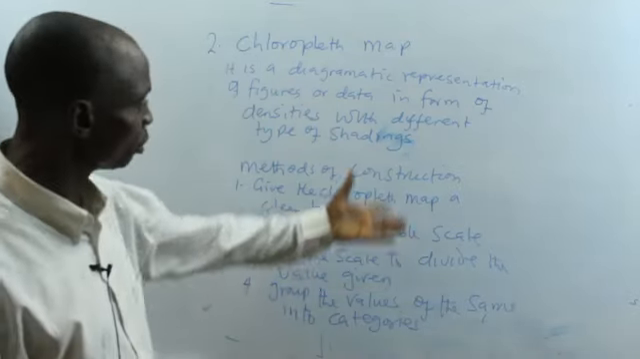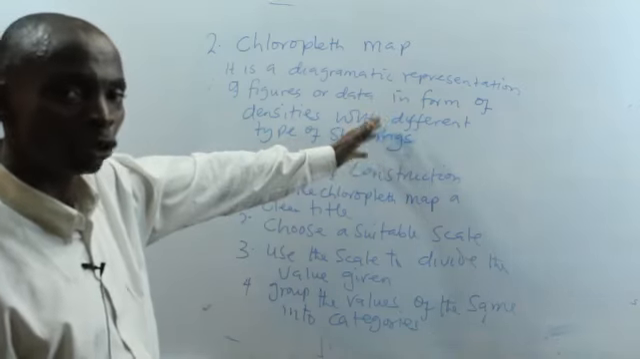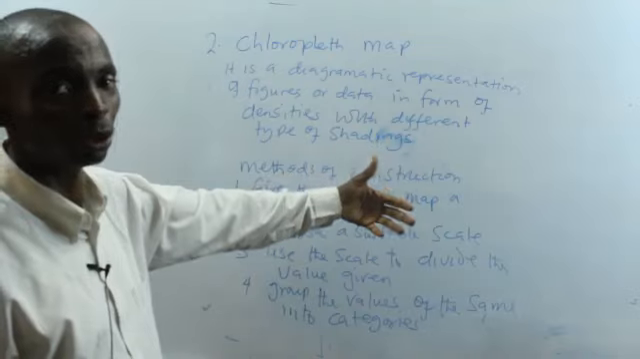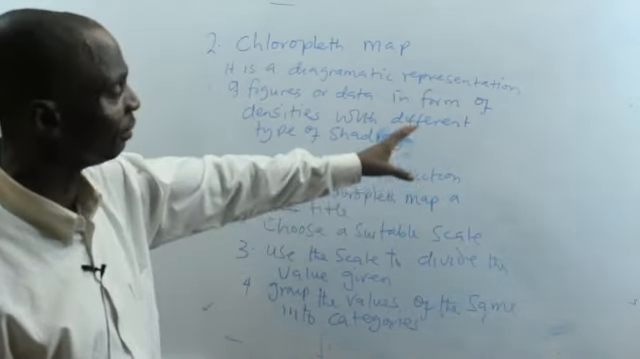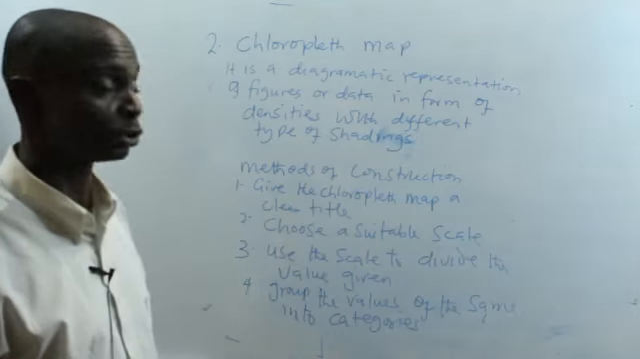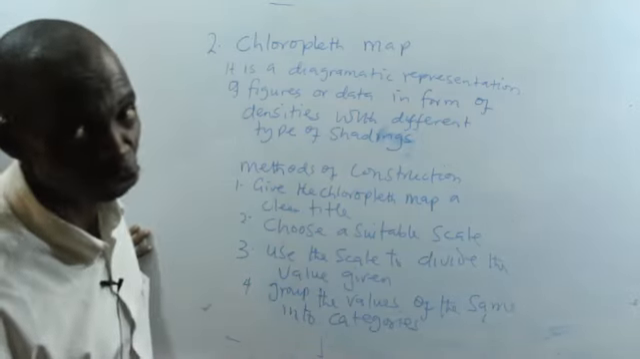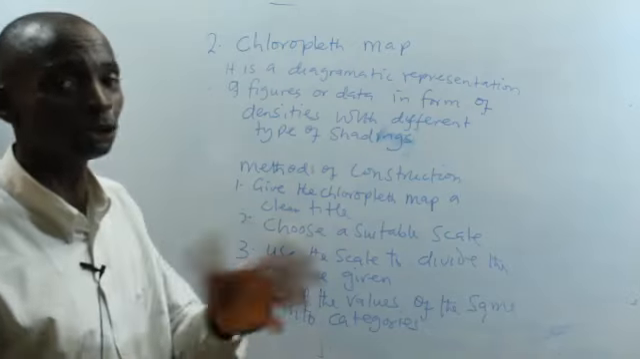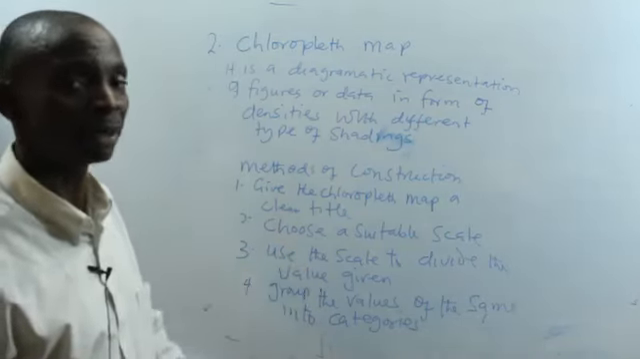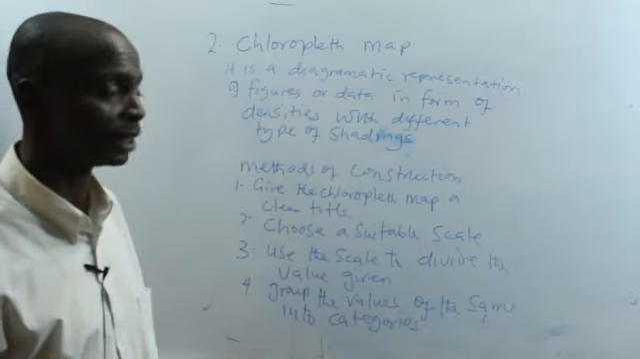You just look at the value given, then choose your scale, and divide the value by the scale, and it will give you the number of dots. The map that I drew on the board, you can use your own shape to draw your map. It doesn't matter, but remember that you must give it a clear title.